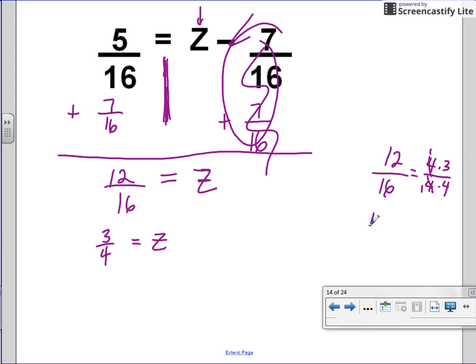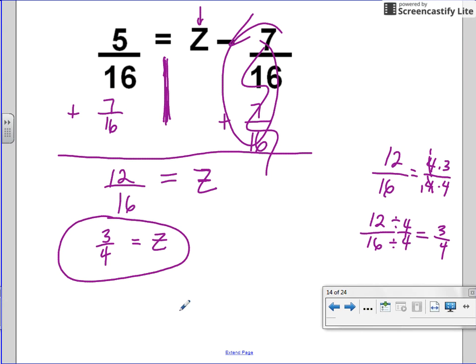Or maybe you were taught to simplify fractions this way. As long as you divide the top and the bottom by the same number, that creates a 1, because 4 over 4 is 1. Anytime you divide by 1, it really keeps the same value. You get 3/4. Okay? Now, technically, this is your answer in simplest form.